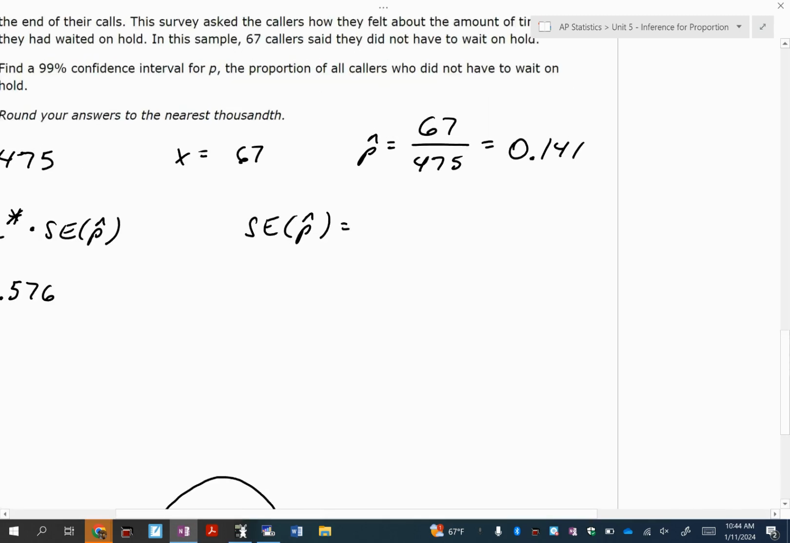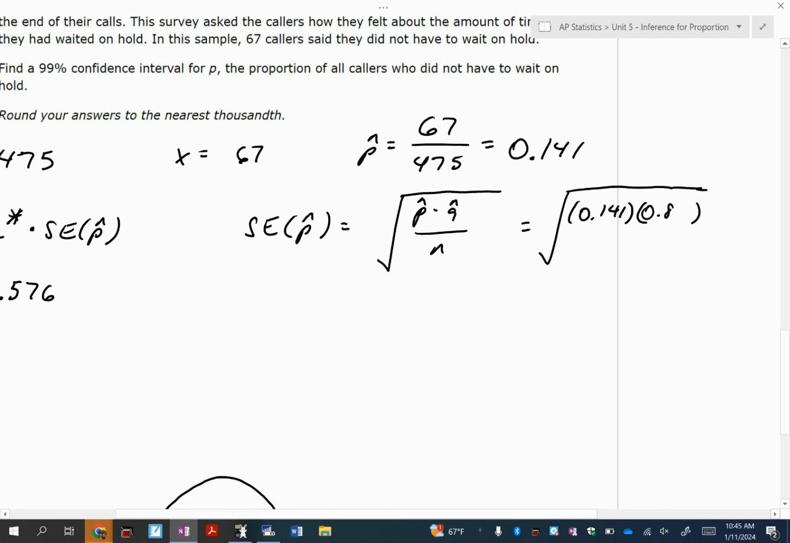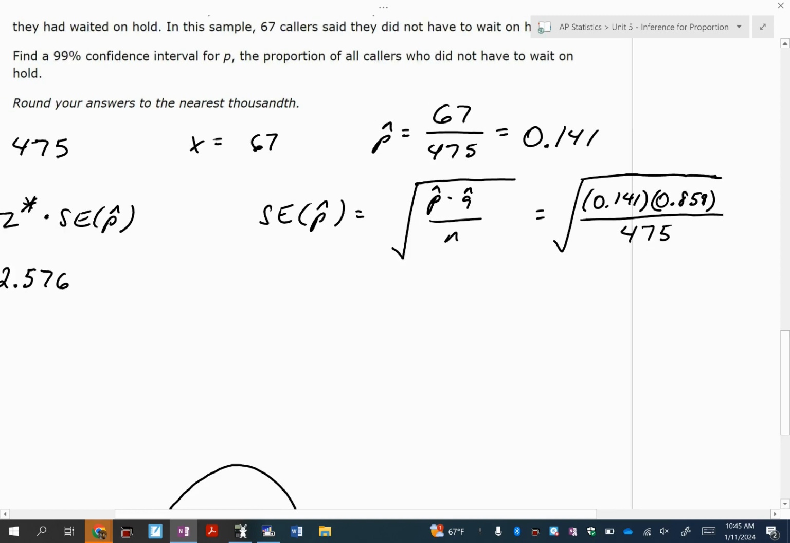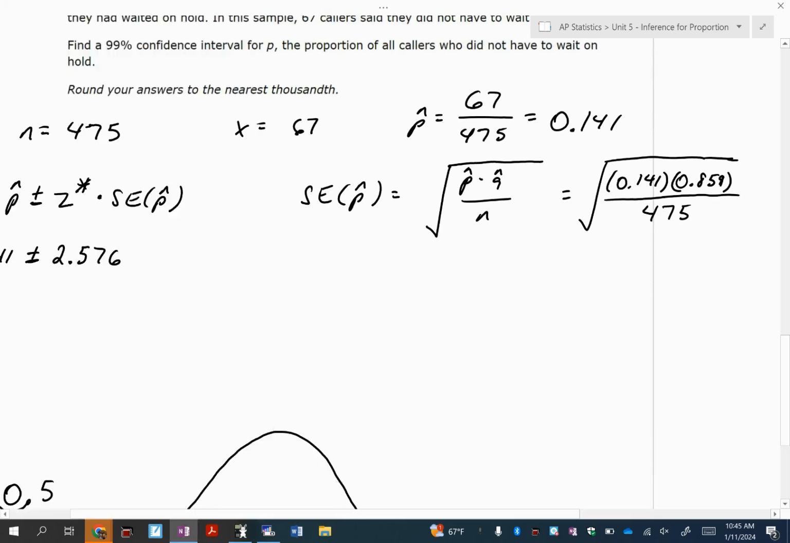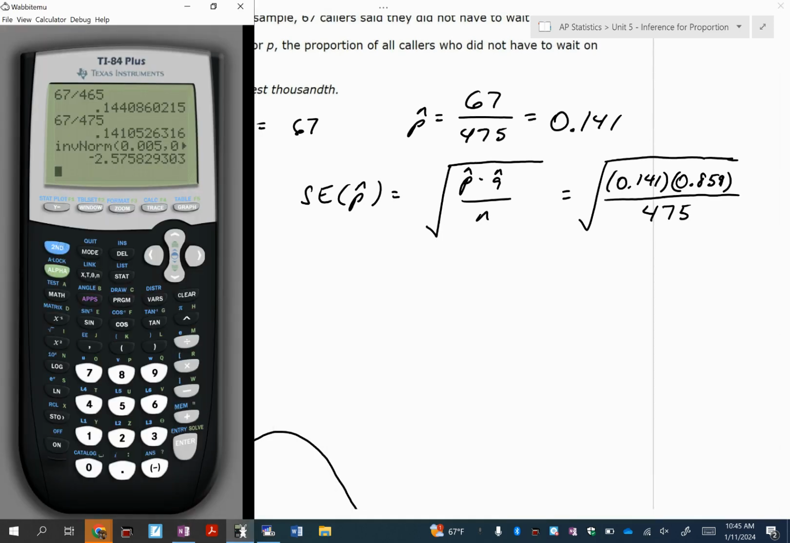All right, let's find the standard error. So that's going to be the square root of p hat times q hat over n. Plugging that in, I have 0.141. And then what is going to be my q hat? 0.85. Exactly. Subtract it from 1, all over 475. Again, some of you are already recognizing you don't actually have to do this to get these right in IXL. I'm just trying to be consistent with the work that we did yesterday.